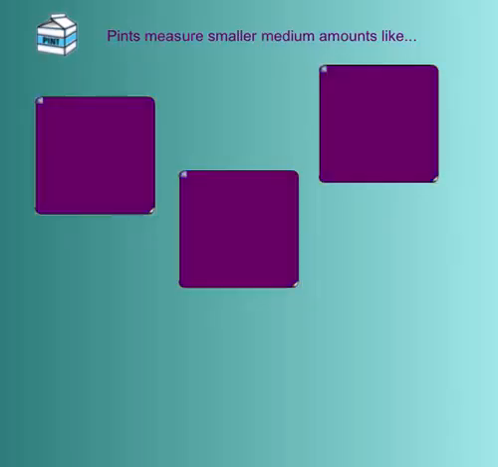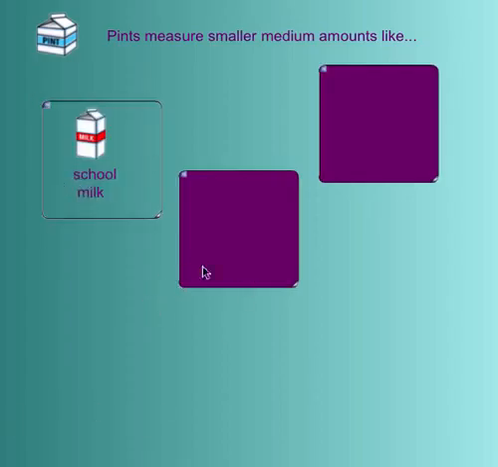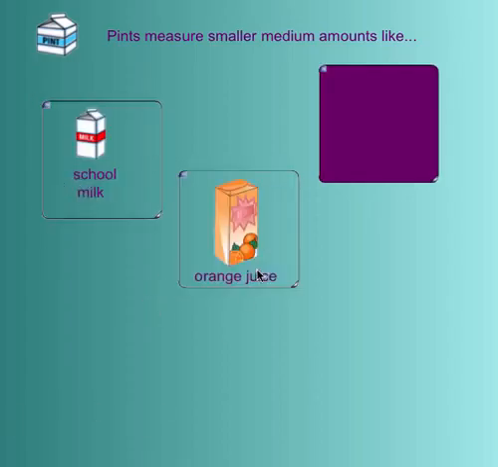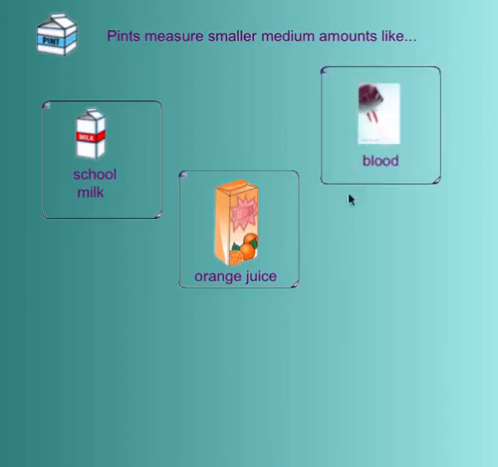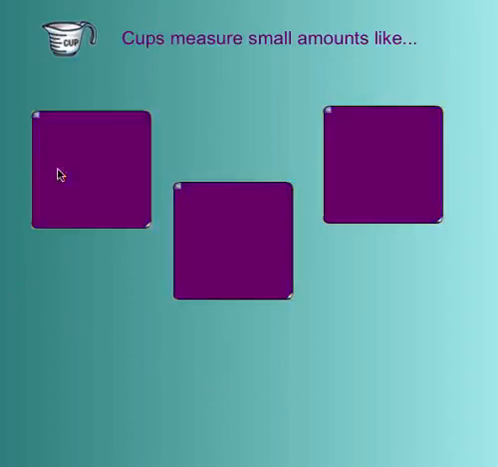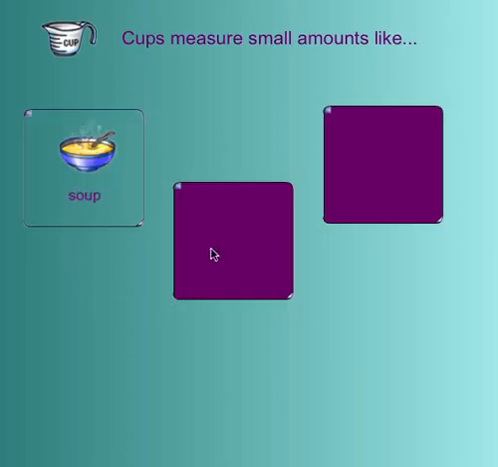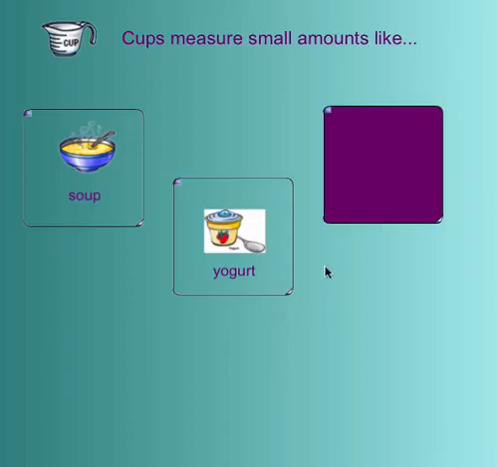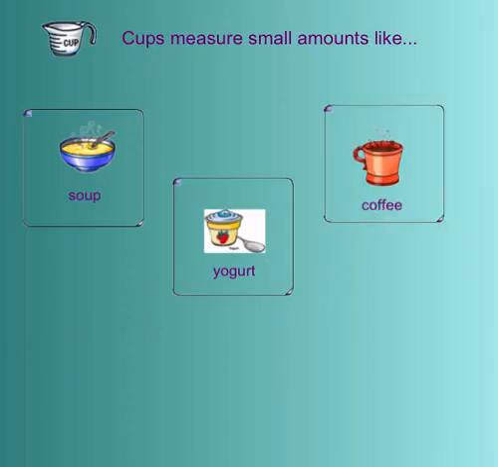Pints measure even smaller. So we're kind of going down the scale here. So here are some examples of pints, depending on how you say it. Your school milk. Orange juice. Ooh, a juice box. Yum. And blood, believe it or not. Okay. Cups, even smaller yet. A soup, yogurt, and coffee.